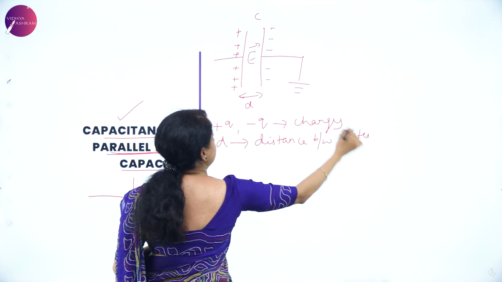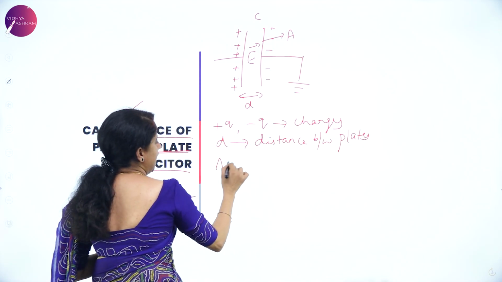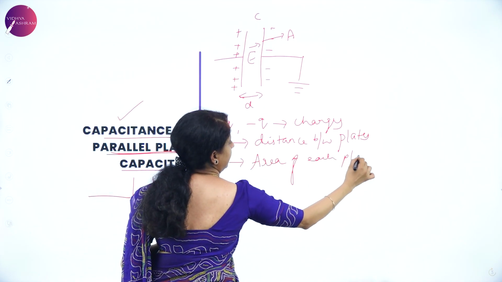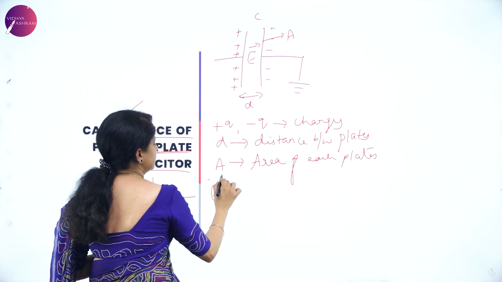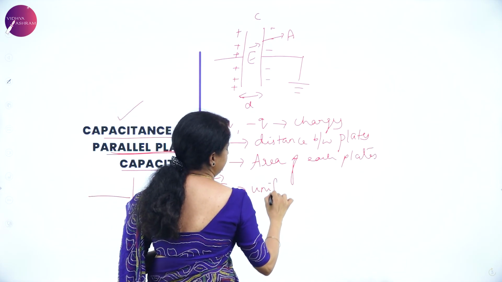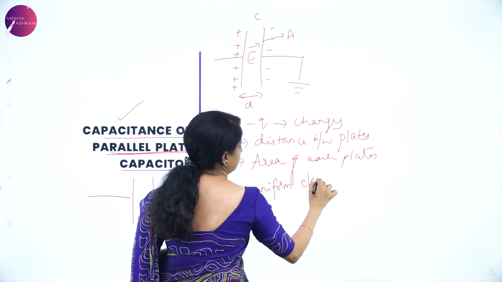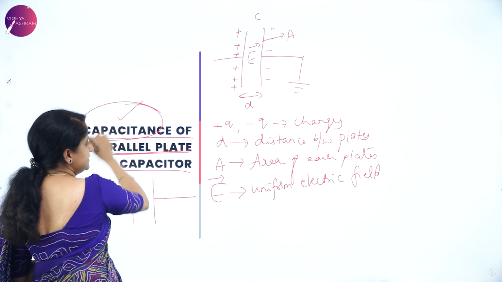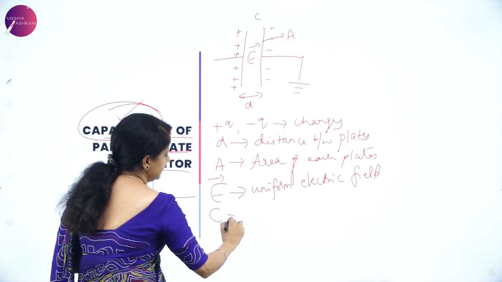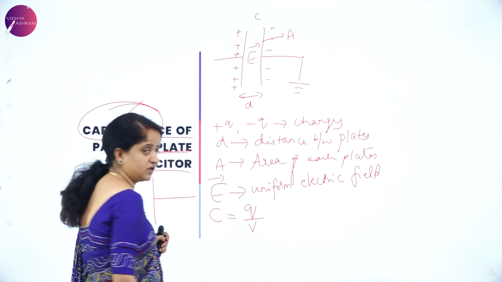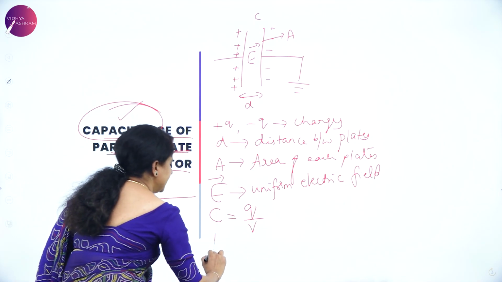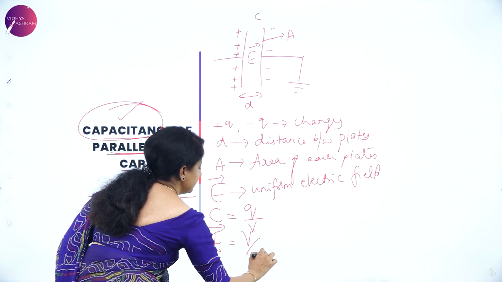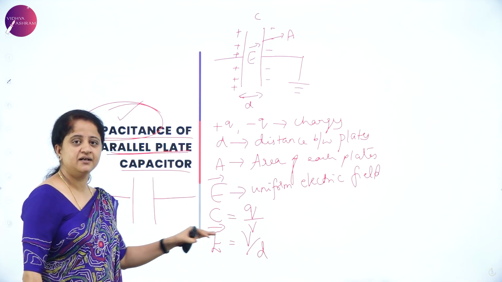Let us consider A as the area of each plate and E is the uniform electric field. We have to find the capacitance of a parallel plate capacitor, that is C, which is equal to Q by V as we all know. But what is the electric field? Electric field can be defined as V divided by D, that is potential divided by the distance.